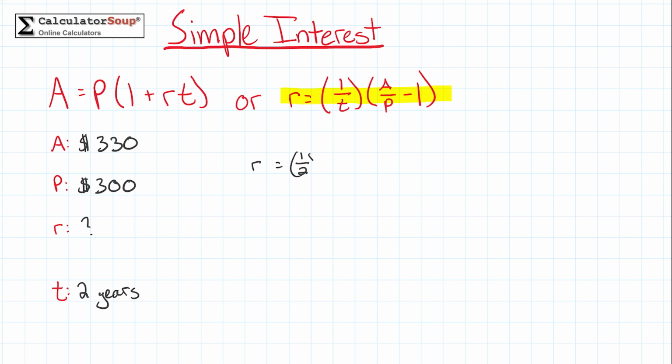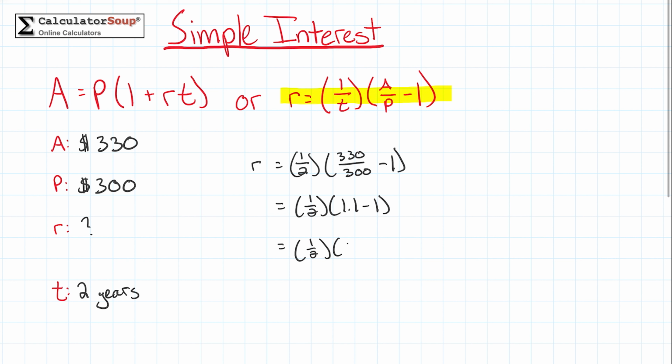Then R equals 1/2 times (330 over 300 minus 1). 330 divided by 300 is 1.1. 1.1 minus 1 is 0.1. And 1/2 times 0.1 is 0.05. So our yearly interest rate is 5%.